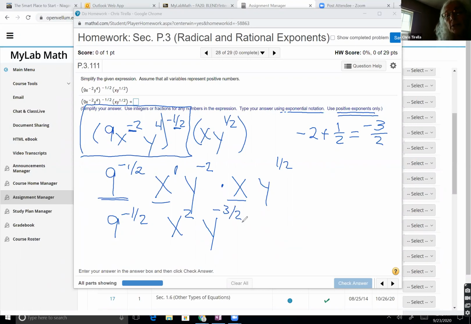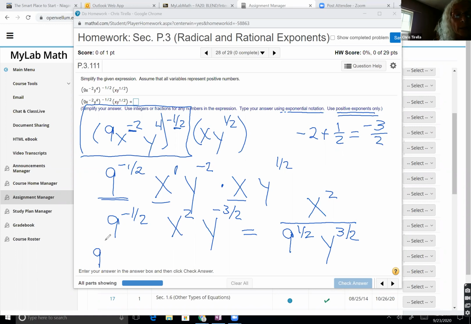Now I'm going to pay attention to the part that says positive exponents only. If I have a negative exponent, it means I'm going to have a fraction. Any factor with a positive exponent goes in the numerator. Any factor with a negative exponent, when I make that exponent positive, goes to the denominator. And then it says use integers or fractions for the numbers, so I have to simplify the number part.